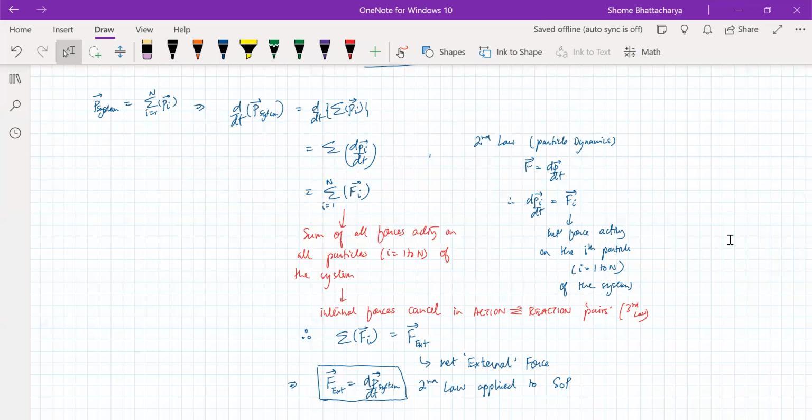So this is a very important section. In fact, the major part of the application questions in system of particles are in some way related to the concept of momentum conservation, which is related to the concept we've just learned: the net external force on a system is equal to the rate of change of its momentum.